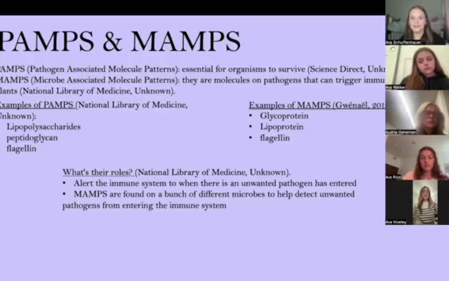glycoprotein, lipoprotein, and flagellin. What are their roles? They alert the immune system to when there is an unwanted pathogen that has entered. MAMPs are found on a bunch of different microbes to help us detect unwanted pathogens from entering the immune system.